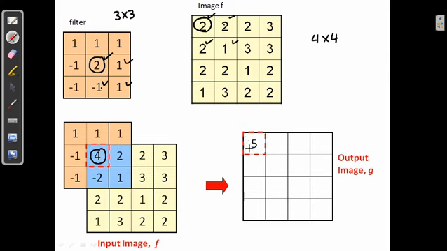Now we have processed the first element of the image by considering the neighboring pixels, and you have got the output as 5. Clear with this? Okay. Next, what you need to do is process the second pixel.